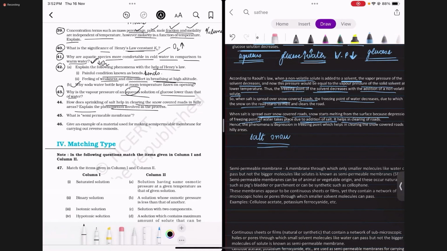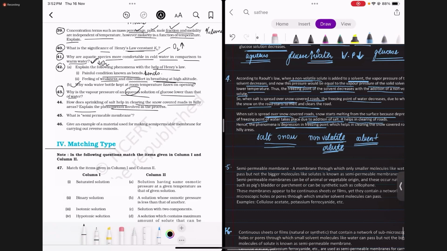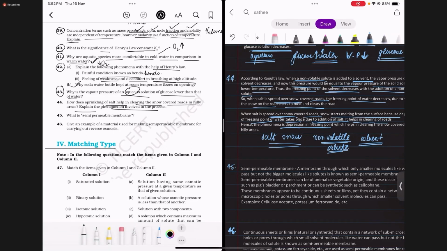cleaning of roads. So जो phenomenon of depression of freezing point है, जब हम एक non volatile solute को एक solvent में add करते हैं तो according to Raoult's law जो freezing point है solvent का वो decrease हो जाता है, and because of the decrease in freezing point the solvent starts to melt. यानी कि स्नो में जो वाटर से स्नो बना है उसका फ्रीजिंग पॉइंट डिक्रीज होगा और द स्नो विल स्टार्ट मेल्टिंग. सो दिस इज द रीजन कि जब हम सॉल्ट को स्प्रे करते हैं ऑन स्नो कवर्ड रोड्स देन द स्नो स्टार्ट्स मेल्टिंग.